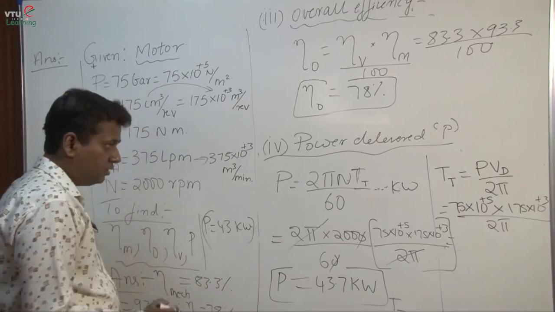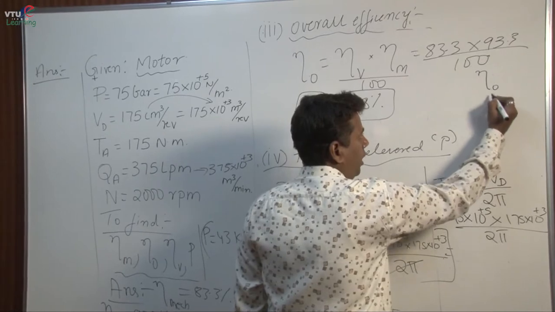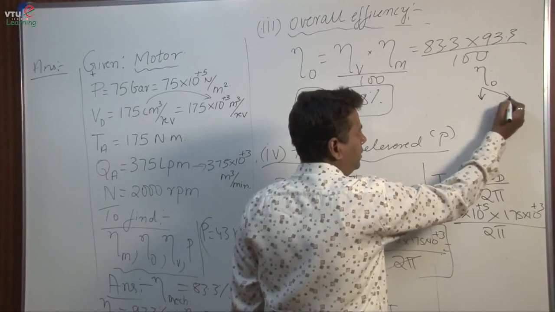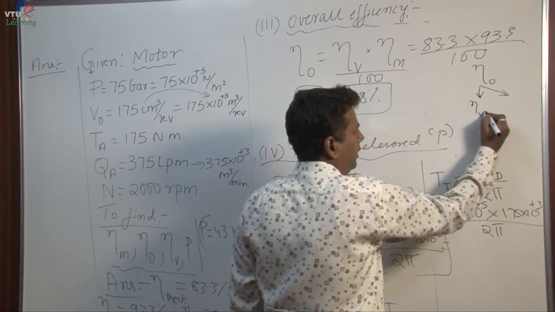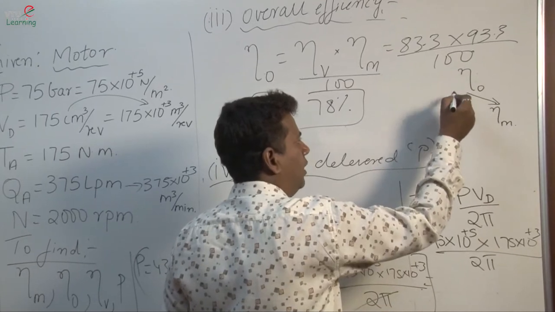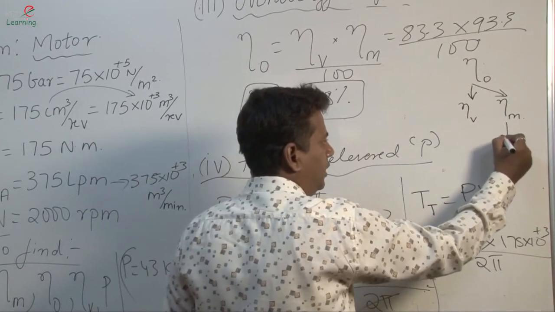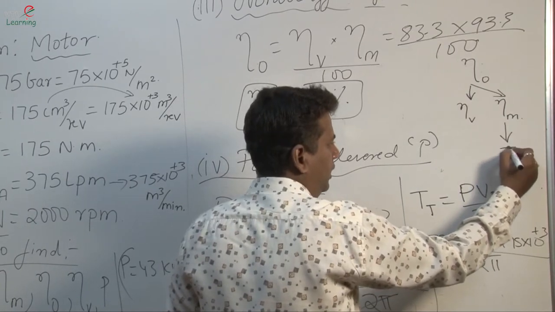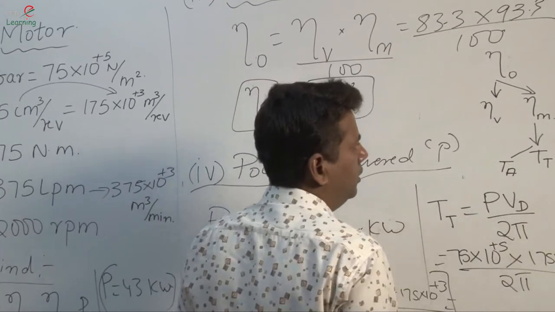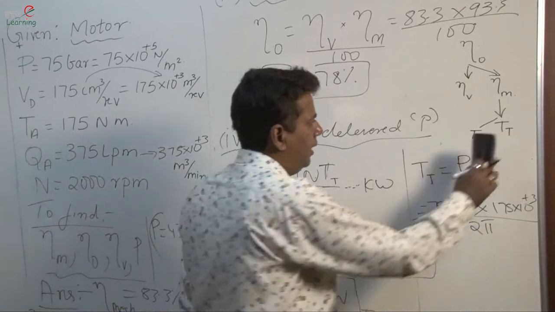Right. So first we should know what is the path, that is overall efficiency. To calculate overall efficiency, I require two parameters. One is the volumetric efficiency and then mechanical efficiency. So to calculate mechanical efficiency, I require T theoretical and T actual. Right. So this is the plan. So I require T theoretical and T actual.